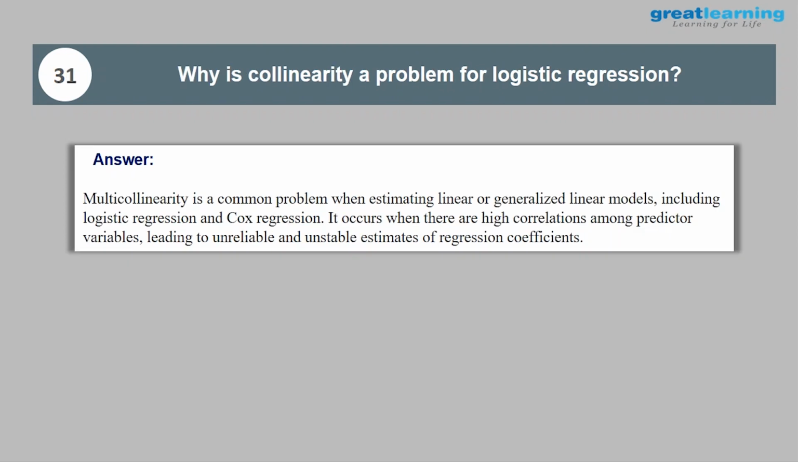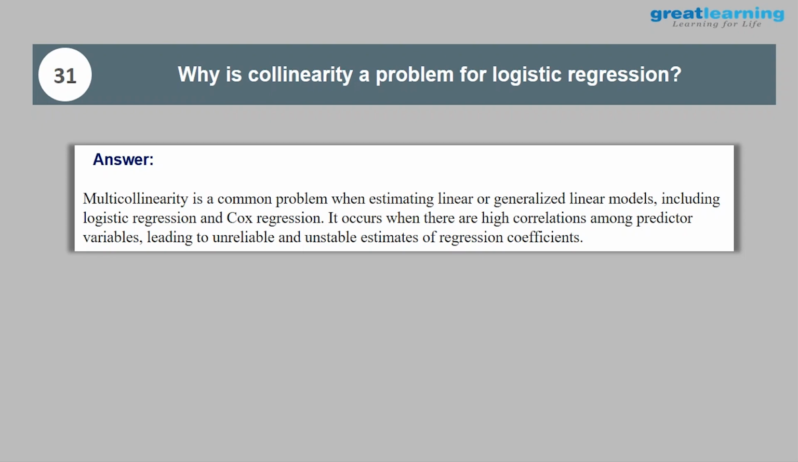Why is collinearity a problem for logistic regression? Basically, multicollinearity is a common problem when estimating linear or generalized linear models, including logistic regression and cost function. It occurs when there is high correlation among predictor variables, leading to unreliable and unstable estimates of regression coefficients.